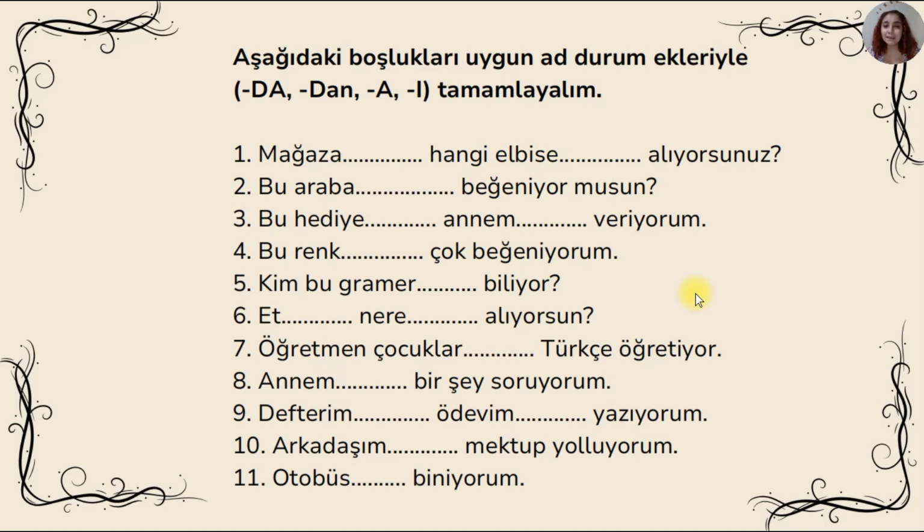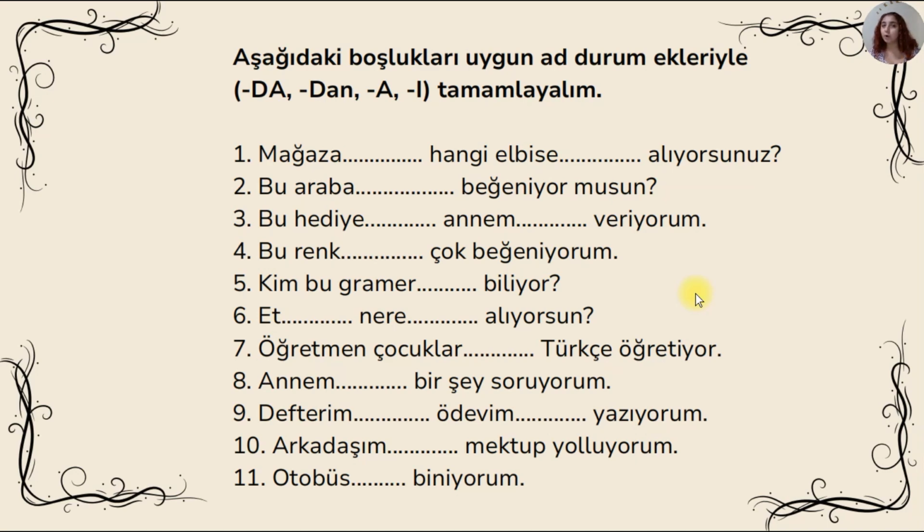Bu hediyeyi, this gift, anneme veriyorum. I'm giving this gift to my mom. And here we need to be careful about what is object in our sentence, because maybe some of you did this, annemi. Maybe we thought that annem can be object of the sentence, and here we need to be careful about what is object, what is subject.